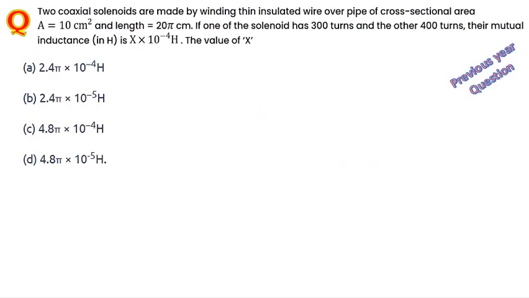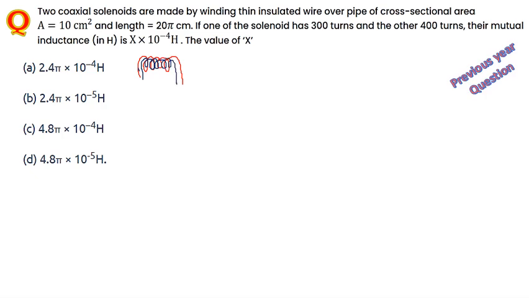To the next problem, this is an old question paper problem. Two coaxial solenoids are made by winding thin insulated wire. I have drawn one solenoid like this. Solenoid means number of turns per unit length. And another solenoid, both are arranged coaxially, and I have drawn the other one like this.